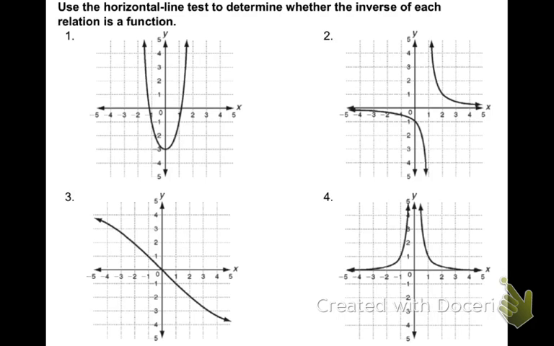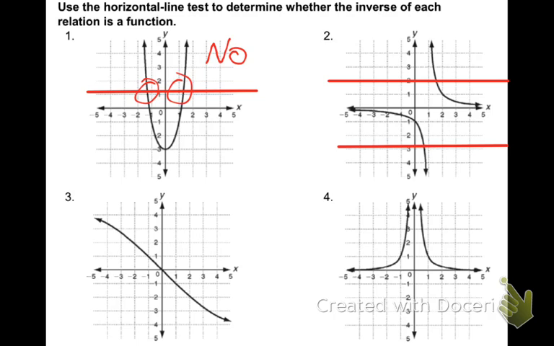Use the horizontal line test to determine whether the inverse of each relation is a function. As I come across, I can draw a horizontal line. Would that relation have an inverse? Would the inverse be a function? No, it would not. It meets right there and there. It meets at 2 points. What about number 2? Would that relation have an inverse, or would the inverse be a function? Yeah, if I look at all these right there, that one would.